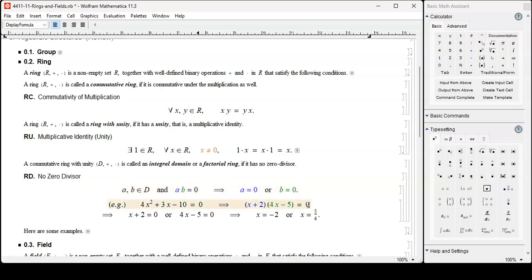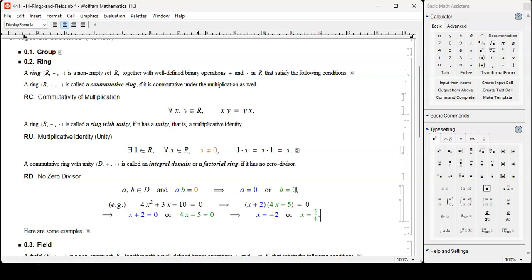So blue times green is 0, so either blue is 0 or green is 0. So x + 2 is 0 or 4x - 5 is 0. So from the first equation, the blue equation, I get the first solution, x = -2. And from the second equation, from green, I get x = 5/4. See? That's a thing that we used to do from way back, actually. Way back.